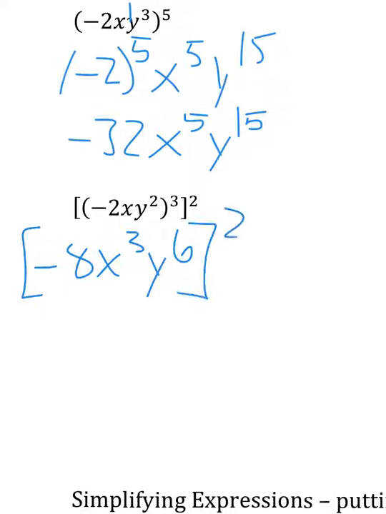Well, negative 8 squared, that'll be negative 8 times negative 8, two negatives multiplied together to make a positive 64. And then x cubed squared, we multiply those to get x to the 6th, and y to the 6th squared, multiply those and get y to the 12th.